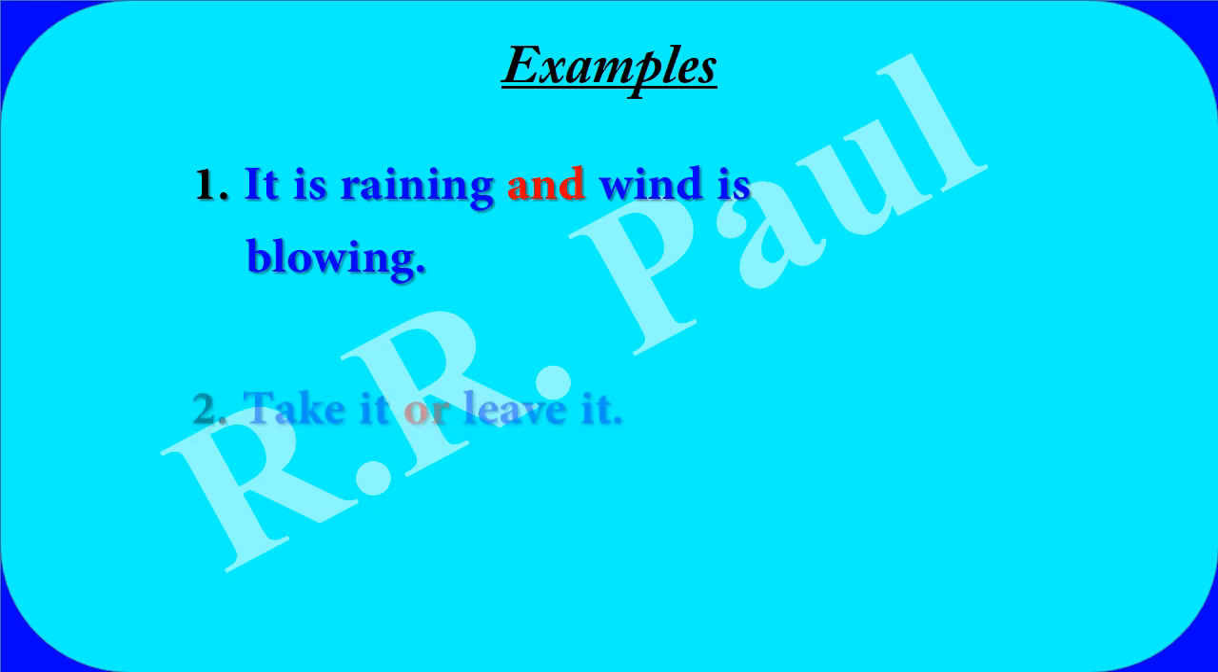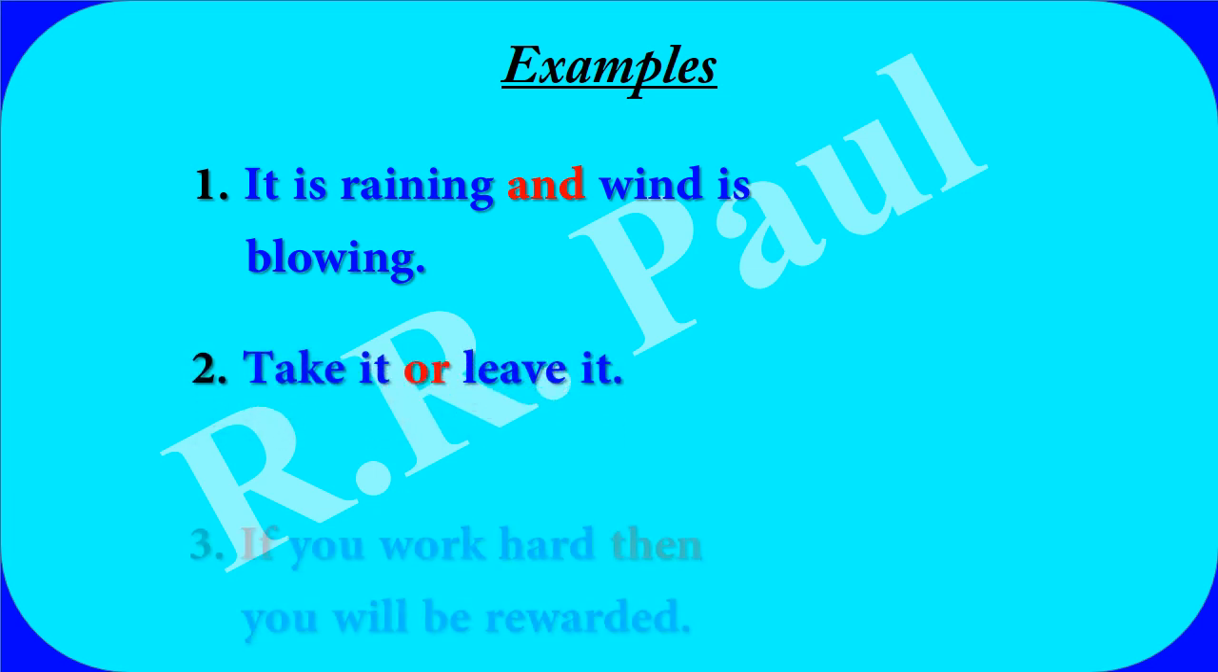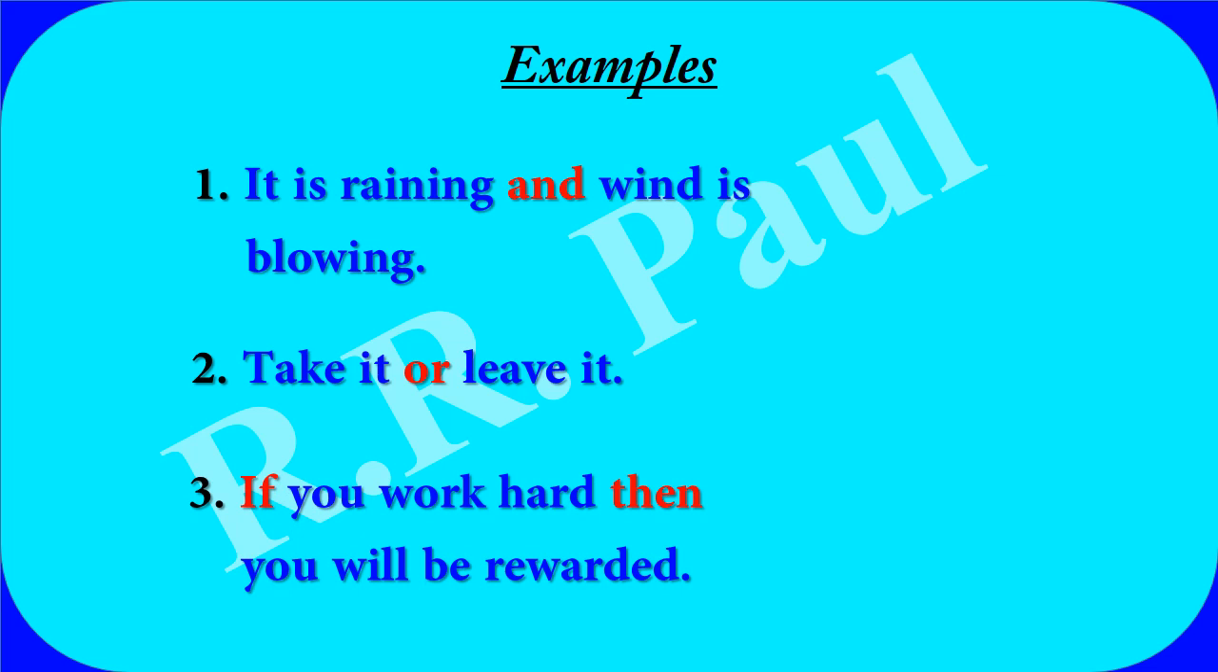Take it or leave it. If you work hard, then you will be rewarded, and so on. Actually, the terms which are shown in red color are connectives. And connectives are used to join simple propositions in order to make a compound proposition. And we'll check out these connectives in detail one by one.